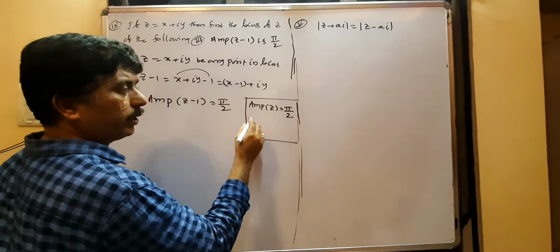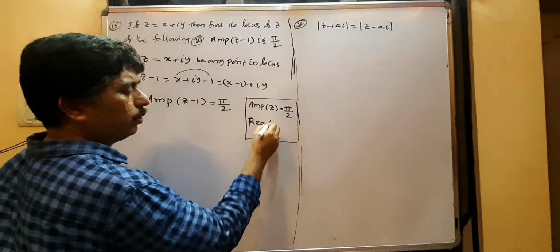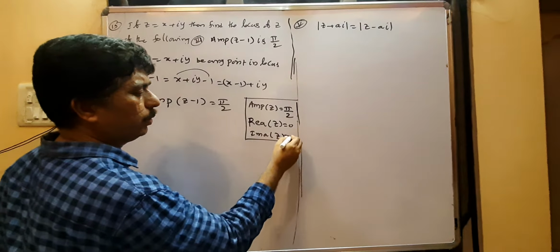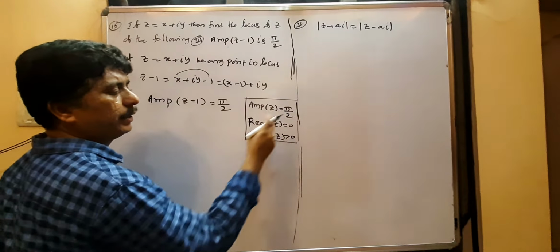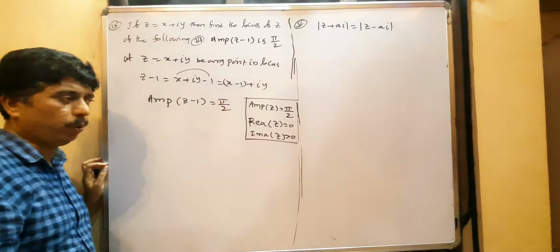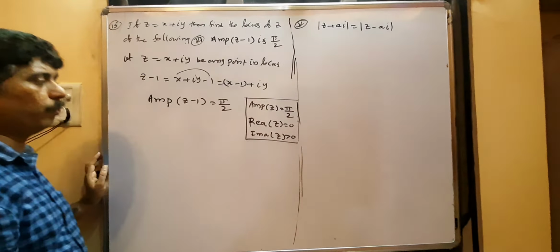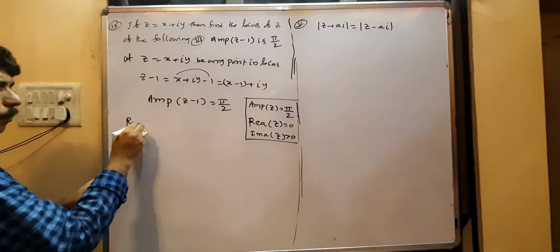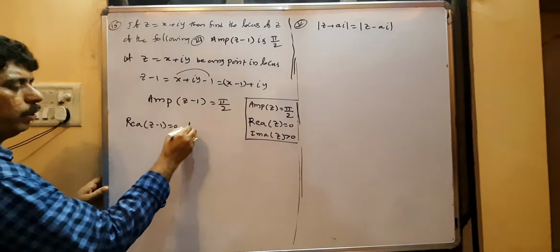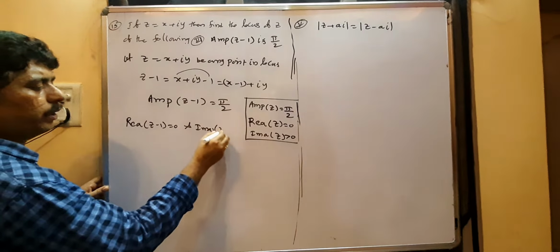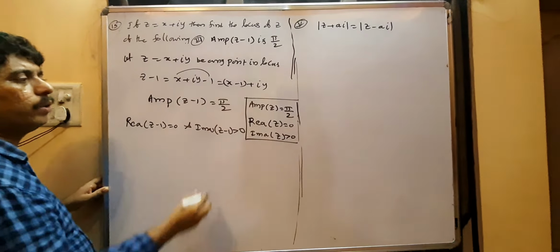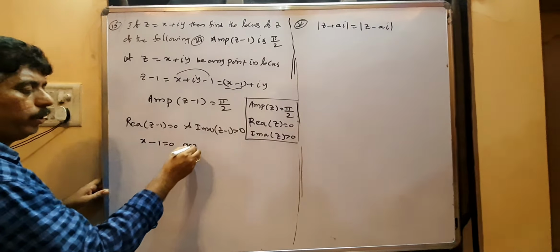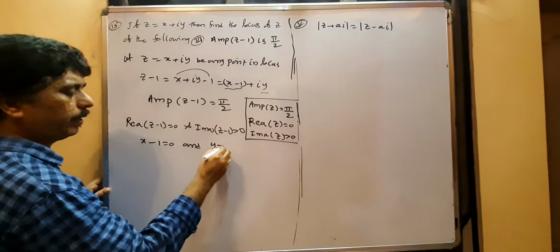Real part of z equal to 0 and imaginary part of z should be greater than 0. Amplitude of z pi by 2 means real part of z is 0 and imaginary part of z is greater than 0. So amplitude of z minus 1 equal to pi by 2 means real part of z minus 1 equal to 0 and imaginary part of z minus 1 should be greater than 0. What is the real part you have? x minus 1. So x minus 1 equal to 0 and imaginary part is y. y should be greater than 0.